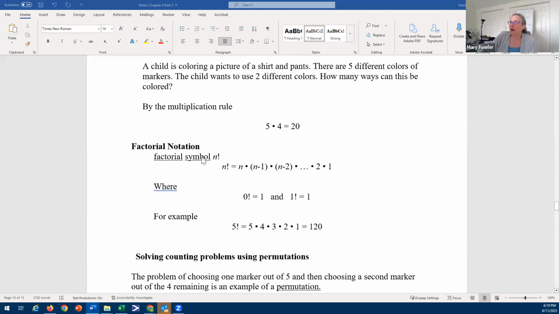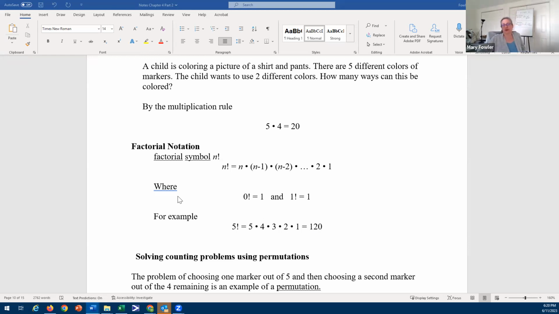Okay, so we're going to introduce this concept of factorial notation. It's going to help us as we get on to more complicated kinds of counting. The factorial symbol is an exclamation point, and what it means is for an integer n, n factorial is n times n minus 1 times n minus 2 all the way down. So, as an example here, 5 factorial is 5 times 4 times 3 times 2 times 1. That's 20 times 6, or 120.